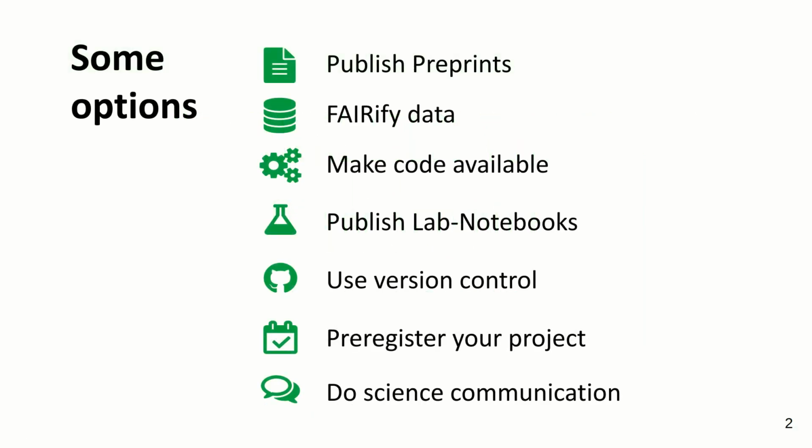Now, what are some options for first steps towards open science? They include publishing preprints, verifying data, making code available, publishing lab notebooks, using version control, pre-registering your project, and doing science communication. Let me go into details on each of them and explain what they mean.